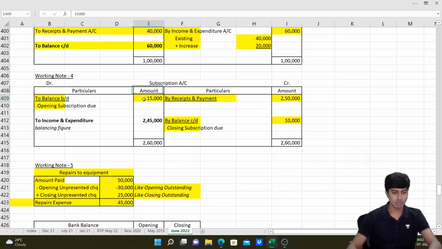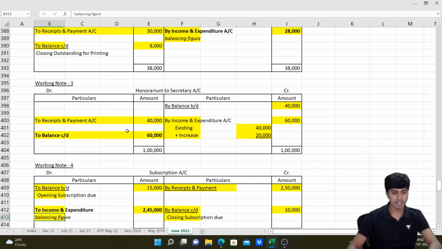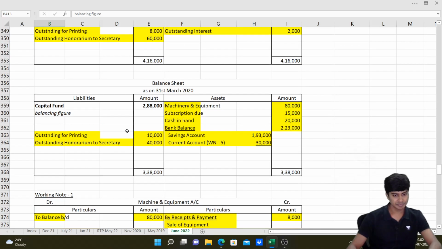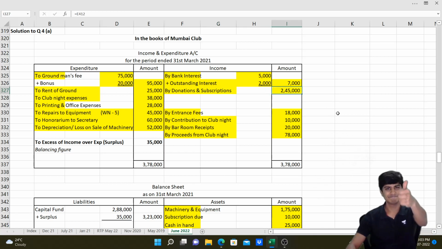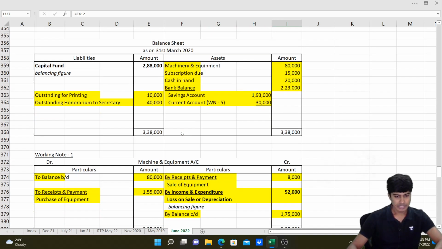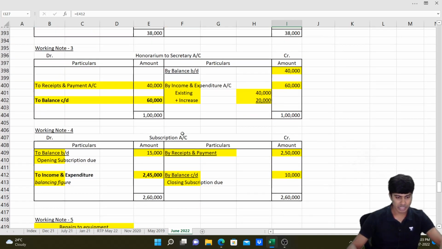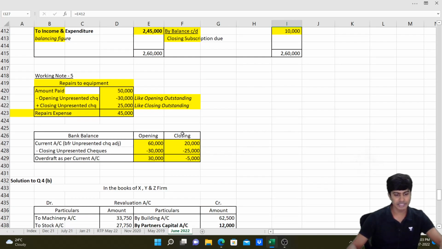We have opening due, closing due, received, balance, and the figure of 2,45,000 is current year income. Income and expenditure account, credit side. See here in my income and expenditure, by donations and subscriptions 2,45,000. Class, close. By then all the ledgers are closed. Have a look. All the ledgers are closed.